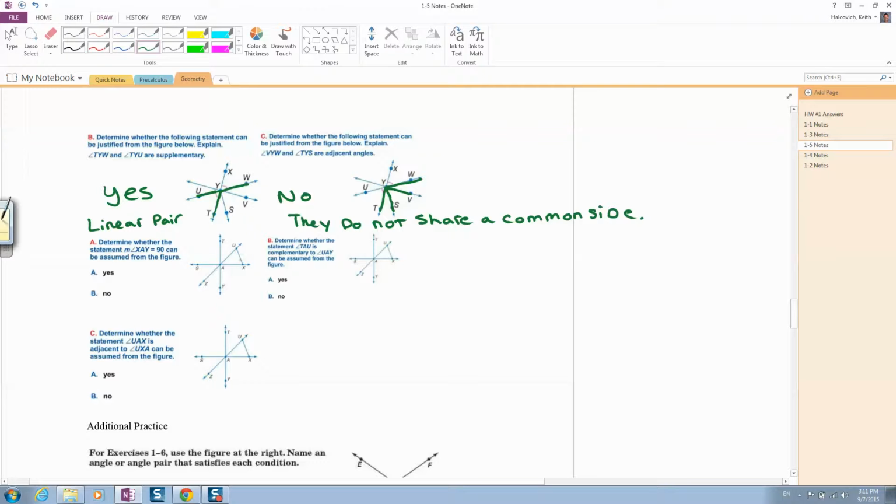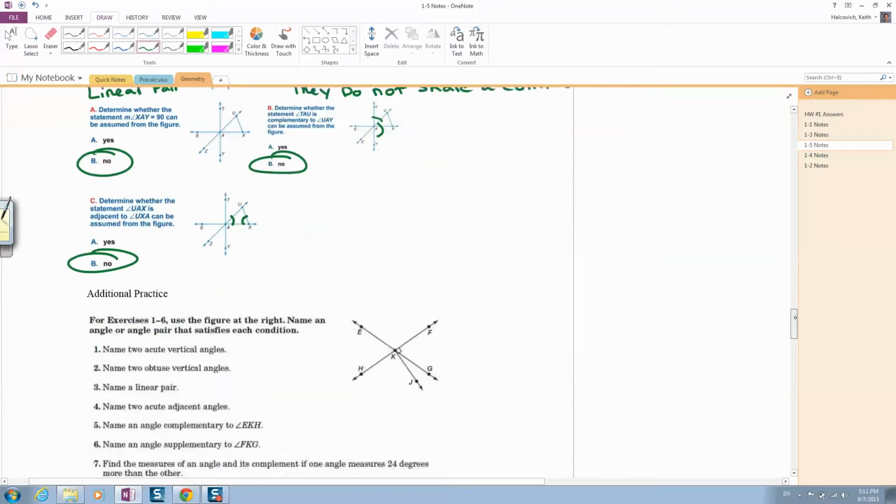XAY is 90 degrees. I cannot assume that unless they told me that it was. Determine whether the statement TAU is complementary to UAY can be assumed from the picture, and the answer is no, it cannot. They'd be supplementary, you could assume that, but not complementary. Determine whether the statement UAX is adjacent to UXA. They are not adjacent. They do not share a common side or a common endpoint.